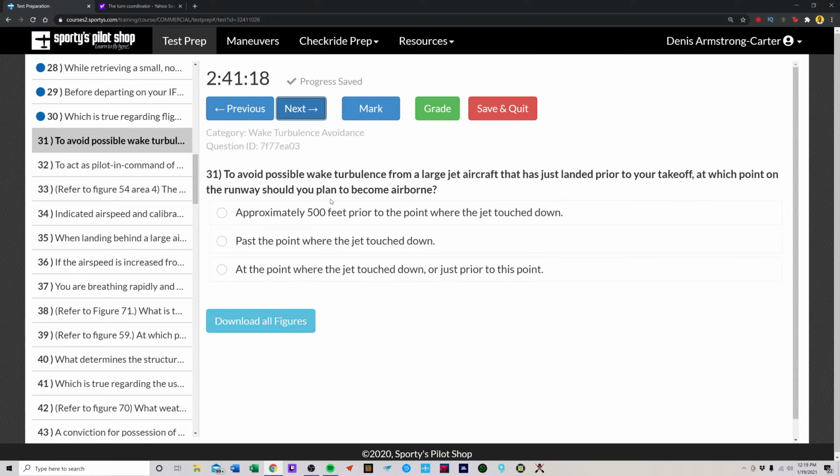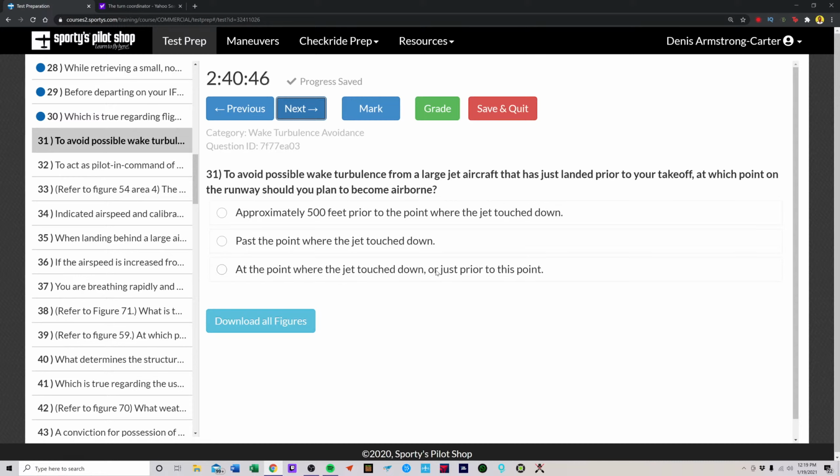To avoid possible wake turbulence from a large jet that has just landed prior to your takeoff, at which point should you plan to become airborne? Alrighty, so this is a good example for Microsoft Flight Simulator people. Let's say that a 747 is coming in, and I'm in an Airbus A320. Air traffic control tells you, alright, line up and wait. So you line up and wait. Where do you want to become airborne? That 747 just landed. A 747-8, yeah, pretty much. Those huge ones versus our A320s, yeah.